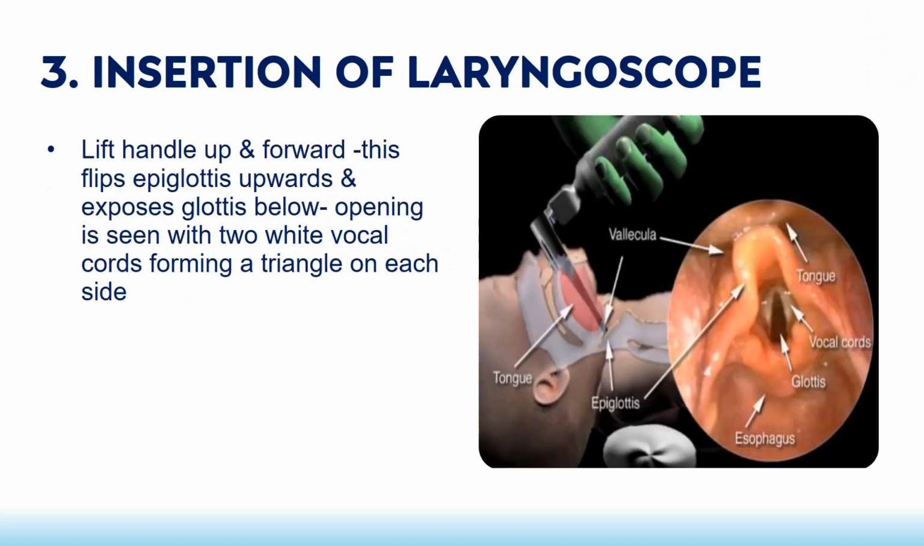So after reaching the valvula, base of the epiglottis, then you lift the handle up and forward like this, up and forward, which flips the epiglottis upwards. So when the epiglottis is flipped upwards, then it exposes the glottis. So glottis, that is the opening of the larynx. So this opening is seen where you can see two white vocal cords. So these two are the white vocal cords. In a triangular structure, you can see this line and this opening. So in this opening, you are supposed to introduce the ET tube.